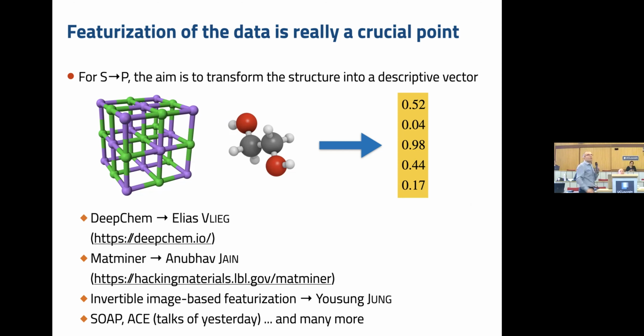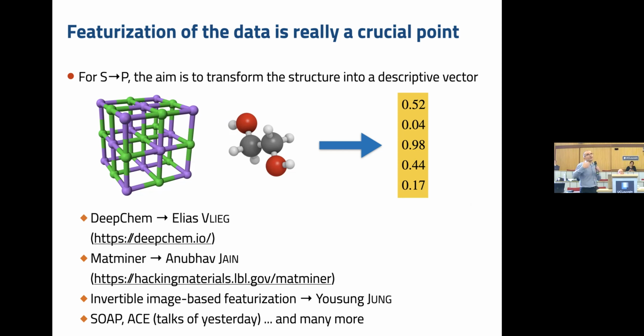We're going to have a talk by Anubhav Jain, in which he will use Matbench, which is also another repository that generates a bunch of features based on the crystal structure. We're going to see that in the talk of Yousung Jun, the first speaker, who uses invertible image-based featurization, because it is clear that the field of machine learning developed quite a lot in the field of images.